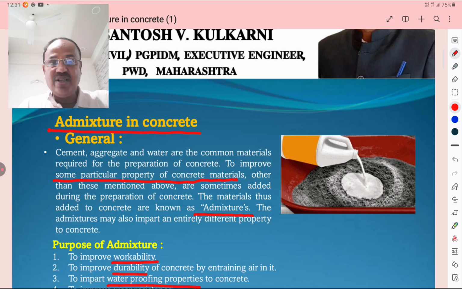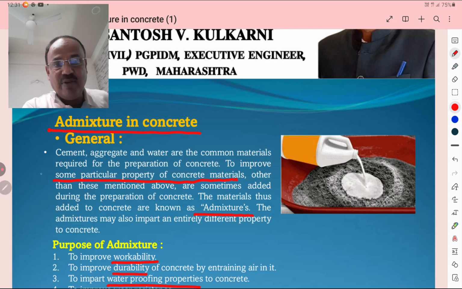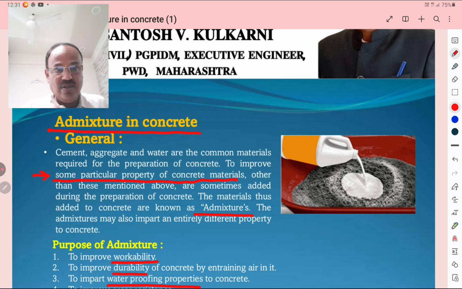The lecture is admixtures in concrete. In general, cement, aggregate and water are the common materials required for the preparation of concrete. To improve some particular property of a concrete, materials other than the above are added. The materials added during the preparation of concrete other than cement, aggregate and water are termed as admixtures in the concrete.